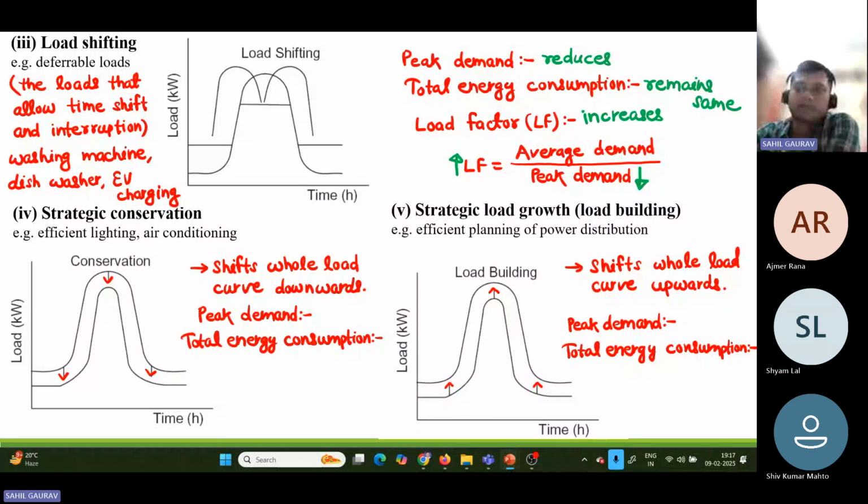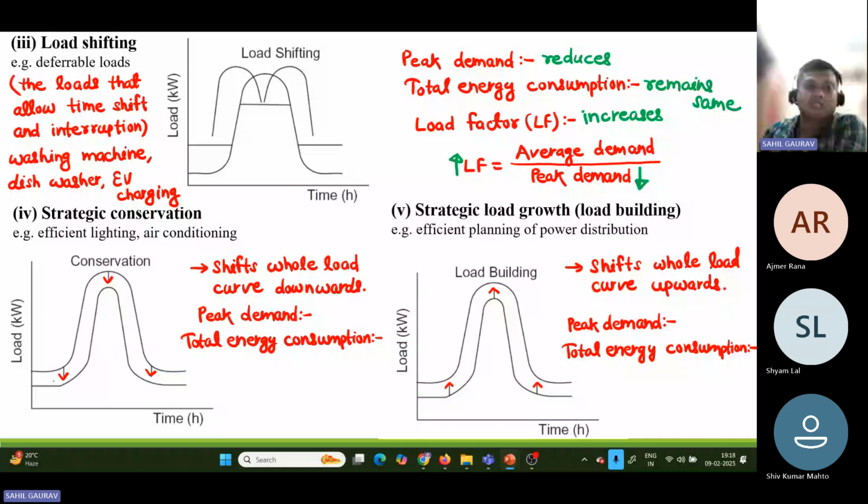Now the fourth one is strategic conservation. The example for strategic conservation is efficient lighting and air conditioning. By using loads efficiently, like lighting loads, earlier we used the incandescent bulb, then the CFL came, and nowadays we are all using LED bulbs. So efficient lighting can provide this strategic conservation.